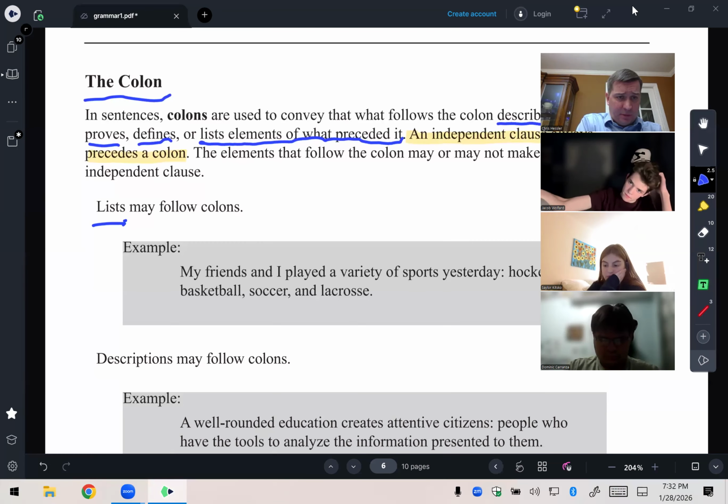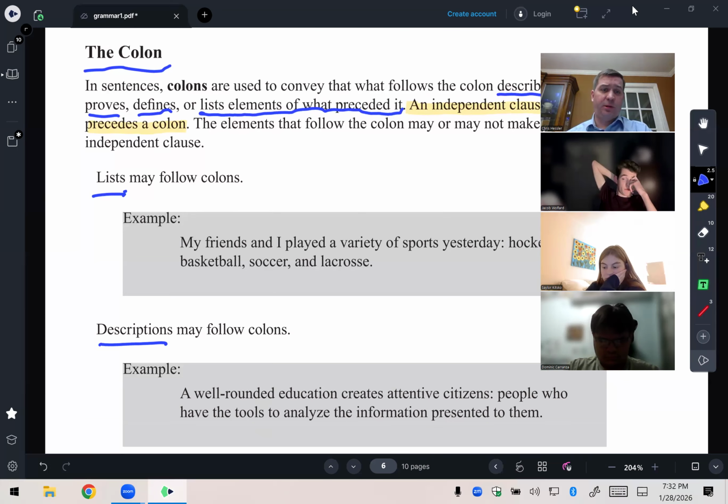We use colons when we have descriptions. Here's a colon for the purpose of a description. A well-rounded education creates attentive citizens: people who have the tools to analyze the information presented to them. All right, let's check everything in front of the colon. Is it a complete thought? A well-rounded education creates attentive citizens, period. Sure. And now we can just describe who or what attentive citizens are: people who have the tools to analyze the information presented to them. It doesn't matter that that isn't a complete thought. It doesn't need to be.